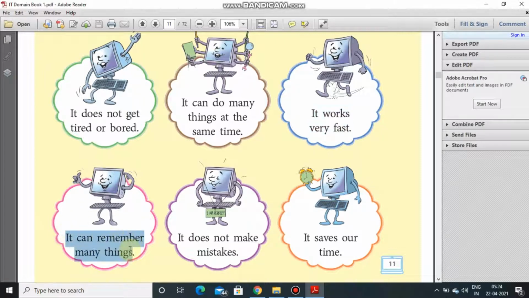Similarly, it can remember many things. Computer has a storage machine. It has a storage device in the CPU which helps to store the content. So it can store many things, many huge things.